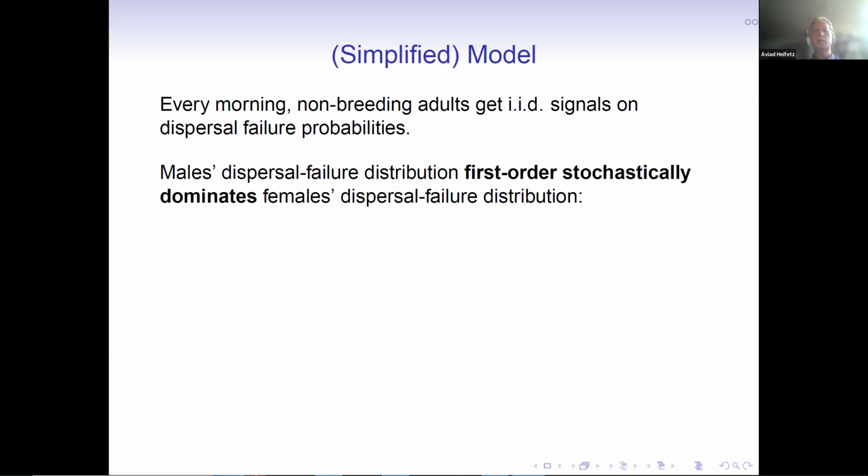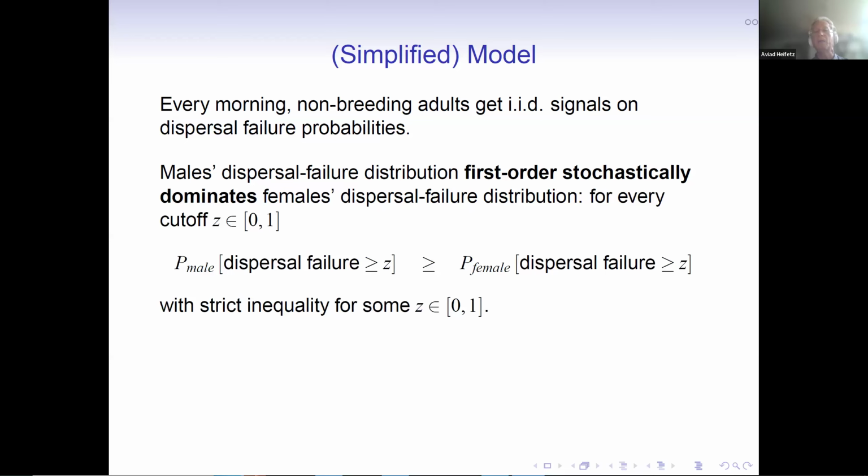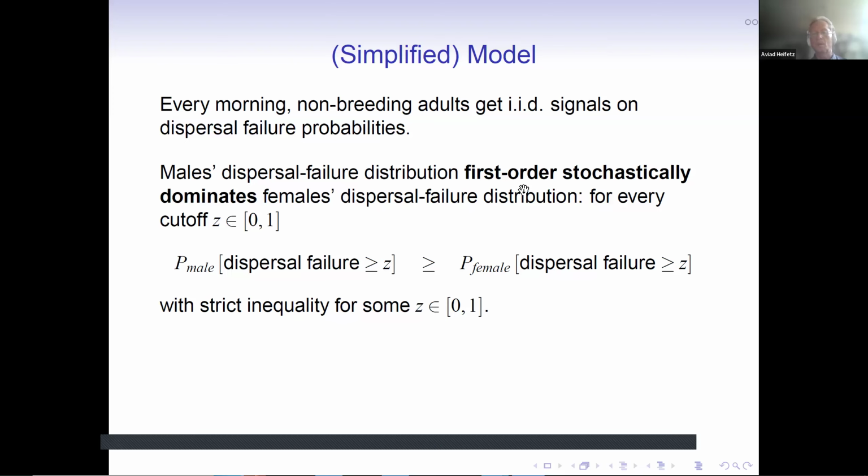And because of the asymmetry that I just described, we assume that there is what's called first-order stochastic dominance in the male dispersal failure distribution. That is, for every cutoff Z, the probability that dispersal failure is larger than Z is larger for males than for females. That's the equation here.